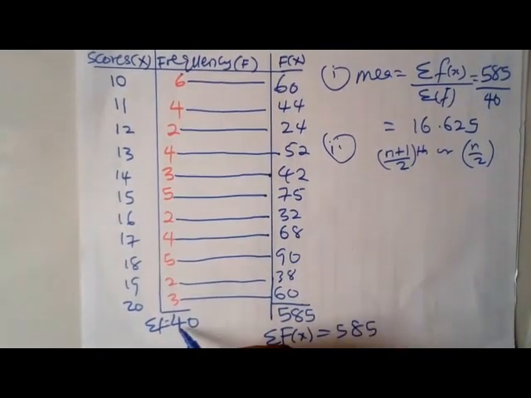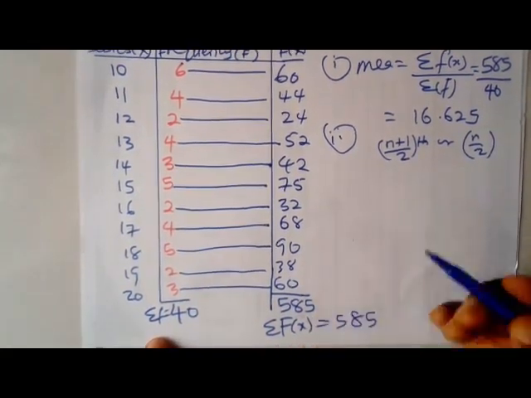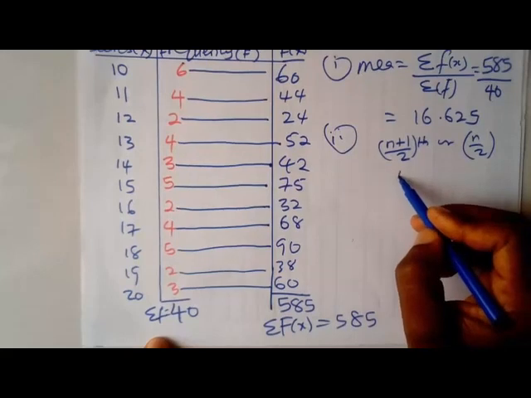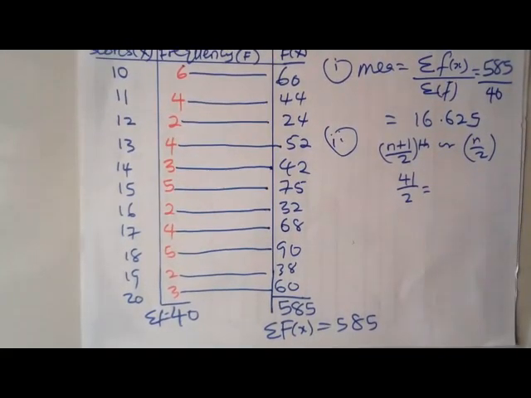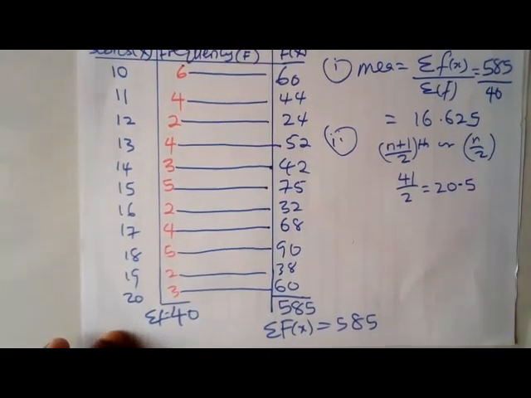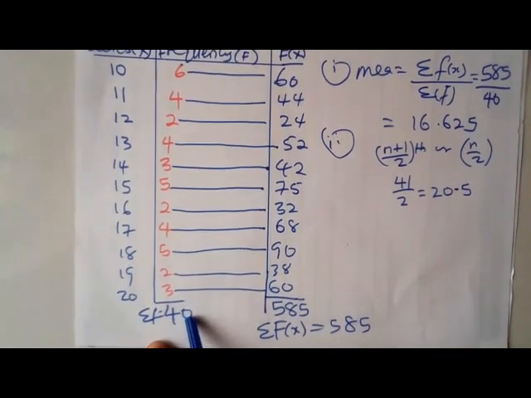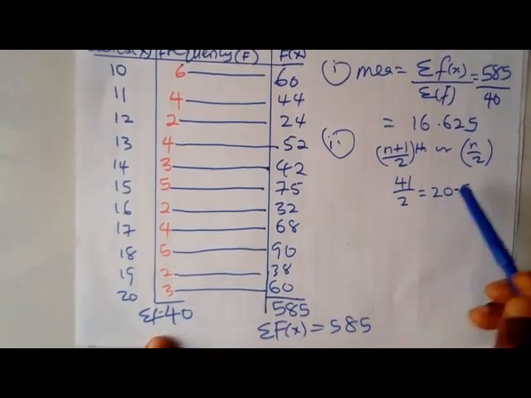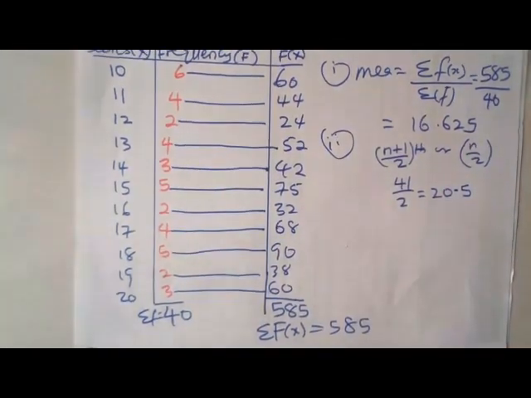Here it is even, right? The total frequency is 40, which is even. Now add 1 to it, it will become 41. 41 over 2 is going to be 20.5. Assuming here it was 43, I'd just divide 43 by 2, then I'll trace where it lies. So anyway, let us go with our work.